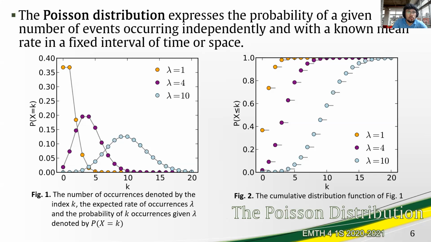Now, let's go to the Poisson distribution. For the Poisson, this is another type of discrete probability distribution. This is named after the French mathematician Simon Denis Poisson, who is also credited for the Poisson ratio, which you're going to go through in your strength of materials. This distribution expresses the probability of a given number of events occurring independently and with a known mean rate in a fixed interval of time or space.